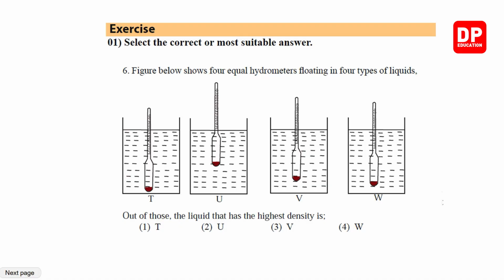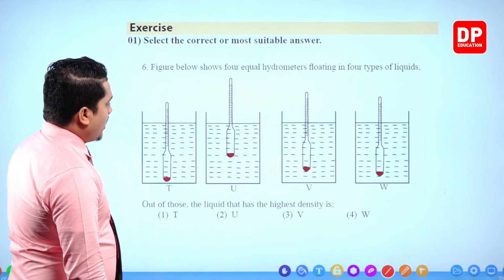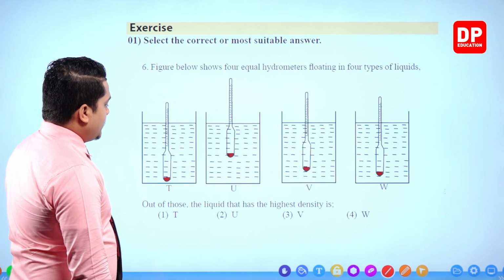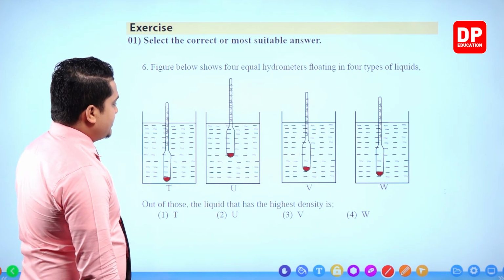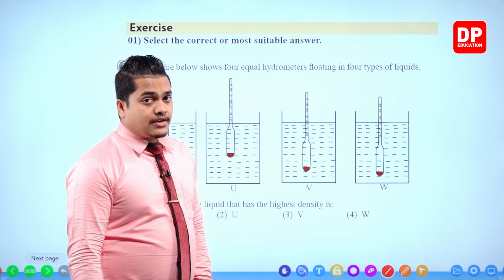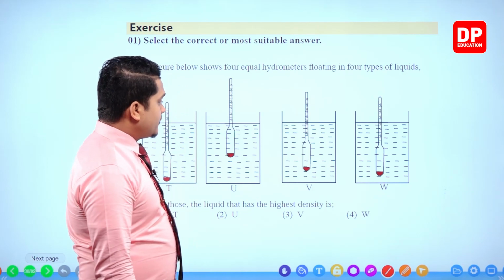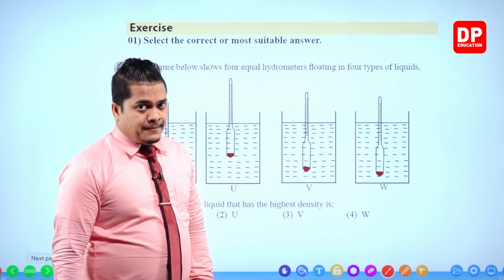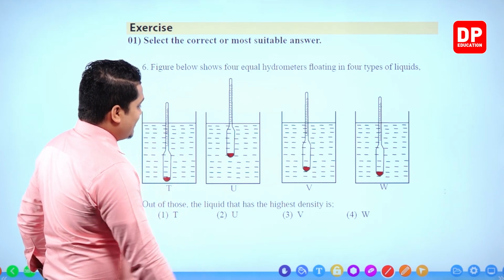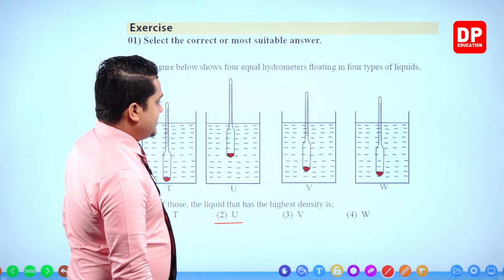Next one. Figure below shows 4 equal hydrometers floating in 4 different types of liquids. Out of those, which liquid has the highest density? If it is having the highest density, then the floating part should have a greater amount, or else the sinking part of the hydrometer should be very less. So the sinking part is very less in this one, so the answer would be U. U is the answer, right?